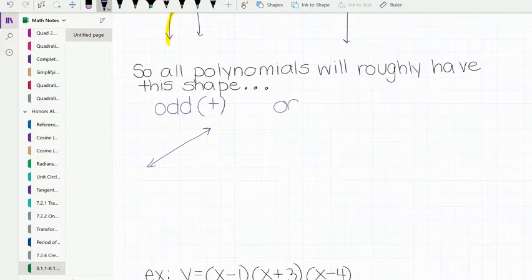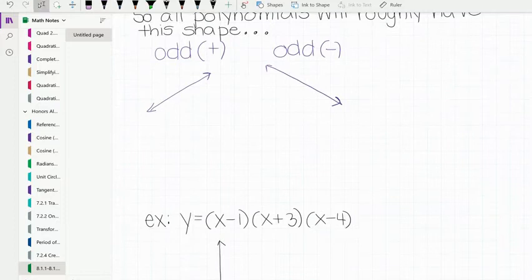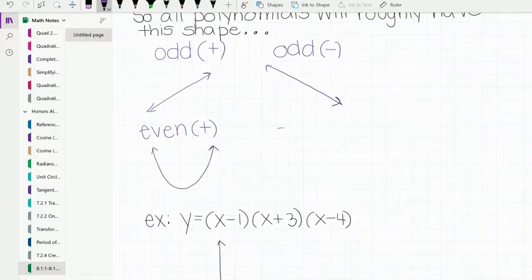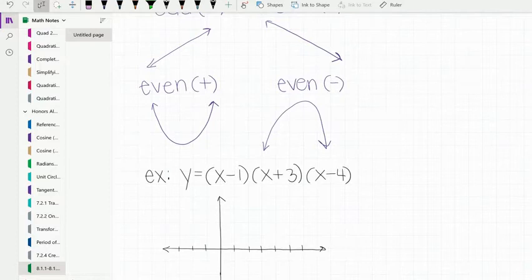Now, if I have an odd degree that's negative, we know it will start up and end down. And again, all of them will look different, but they have the same general shape. And then we have even positive. So even positive starts up and ends up, okay? And lastly, we have an even degree that's negative, which means it starts down and ends down, okay? So again, this will just tell you where to start the graph and where it should end. So we're just focusing on the ends of the graphs, okay?